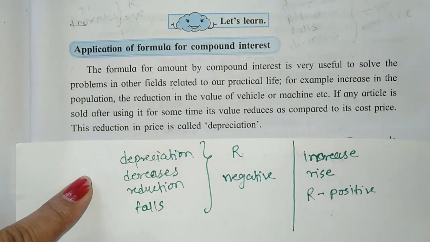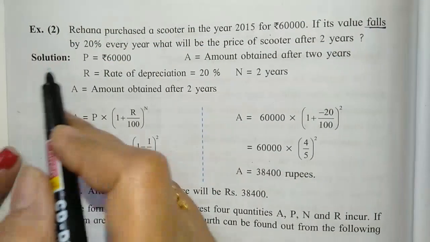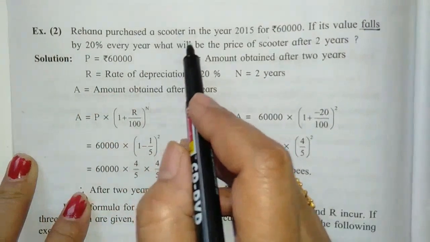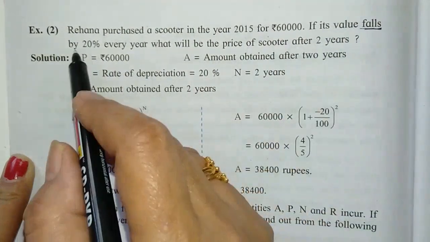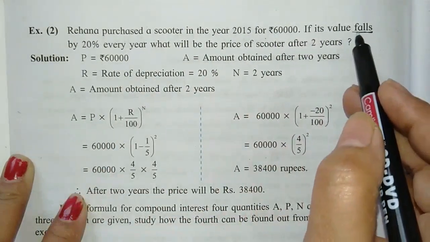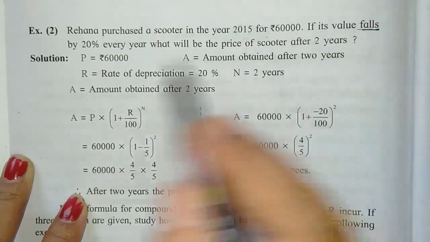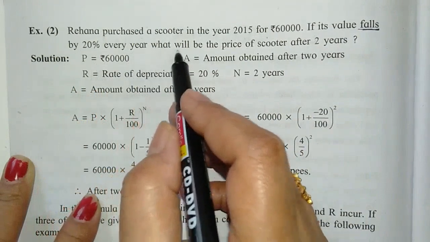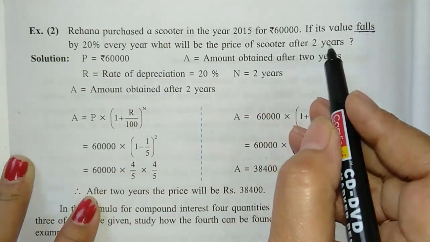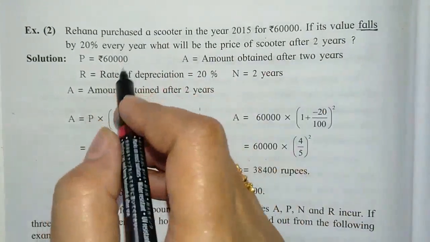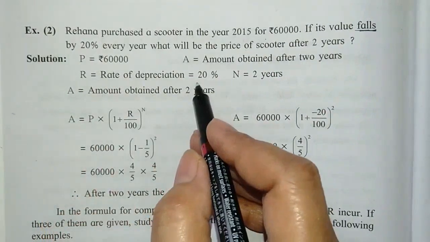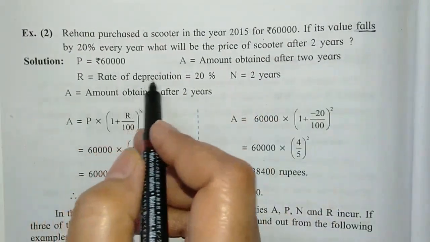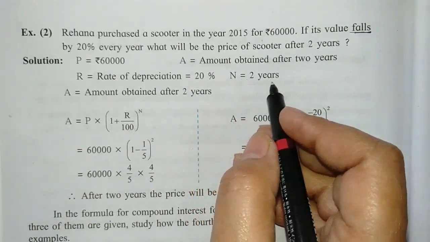Now see the solved example from your textbook, page number 92. Rihanna purchased a scooter in the year 2015 for rupees 60,000. If its value falls by 20% every year, falls means R is taken as negative, what will be the price of the scooter after 2 years? Very simple. All things are given here. Principal is 60,000 rupees. Rate of depreciation is 20%. Falls means depreciation. And N is equal to 2 years.